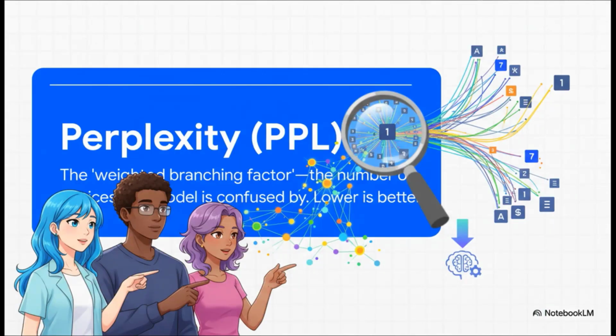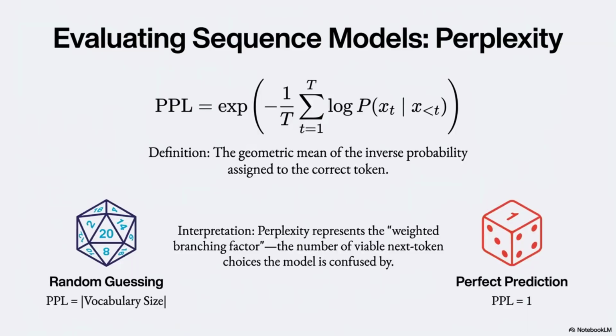The go-to metric here is called perplexity. The mathematical formula can look a little intimidating, but the intuition is fantastic. You can think of perplexity as the weighted branching factor. Basically, it's a measure of how many choices the model is, on average, confused about for the next token. So a lower perplexity is better. A perplexity of 10 means that at each step, the model is about as uncertain as if it were choosing between 10 different options. A perfect model would have a perplexity of 1, because it would be absolutely certain of the correct next word.